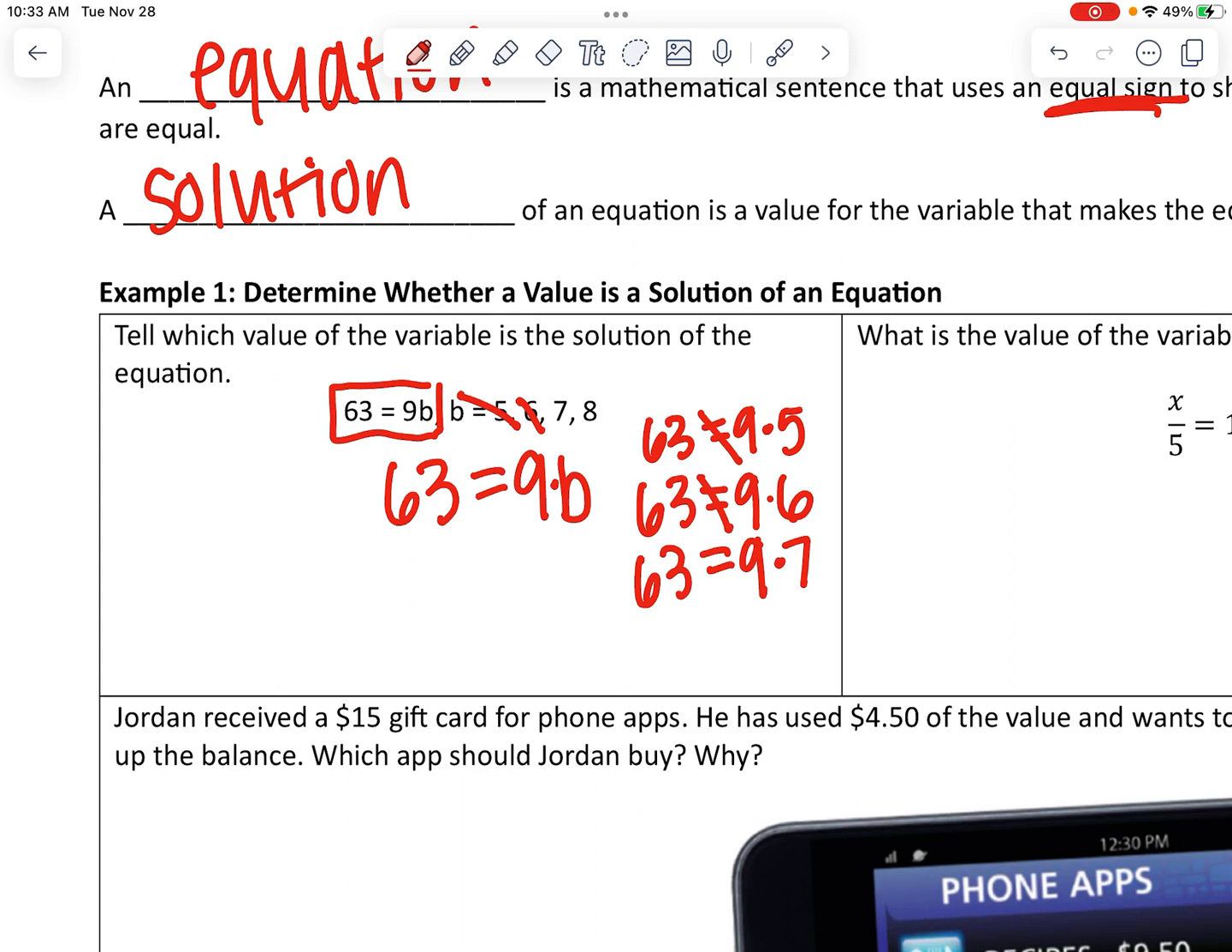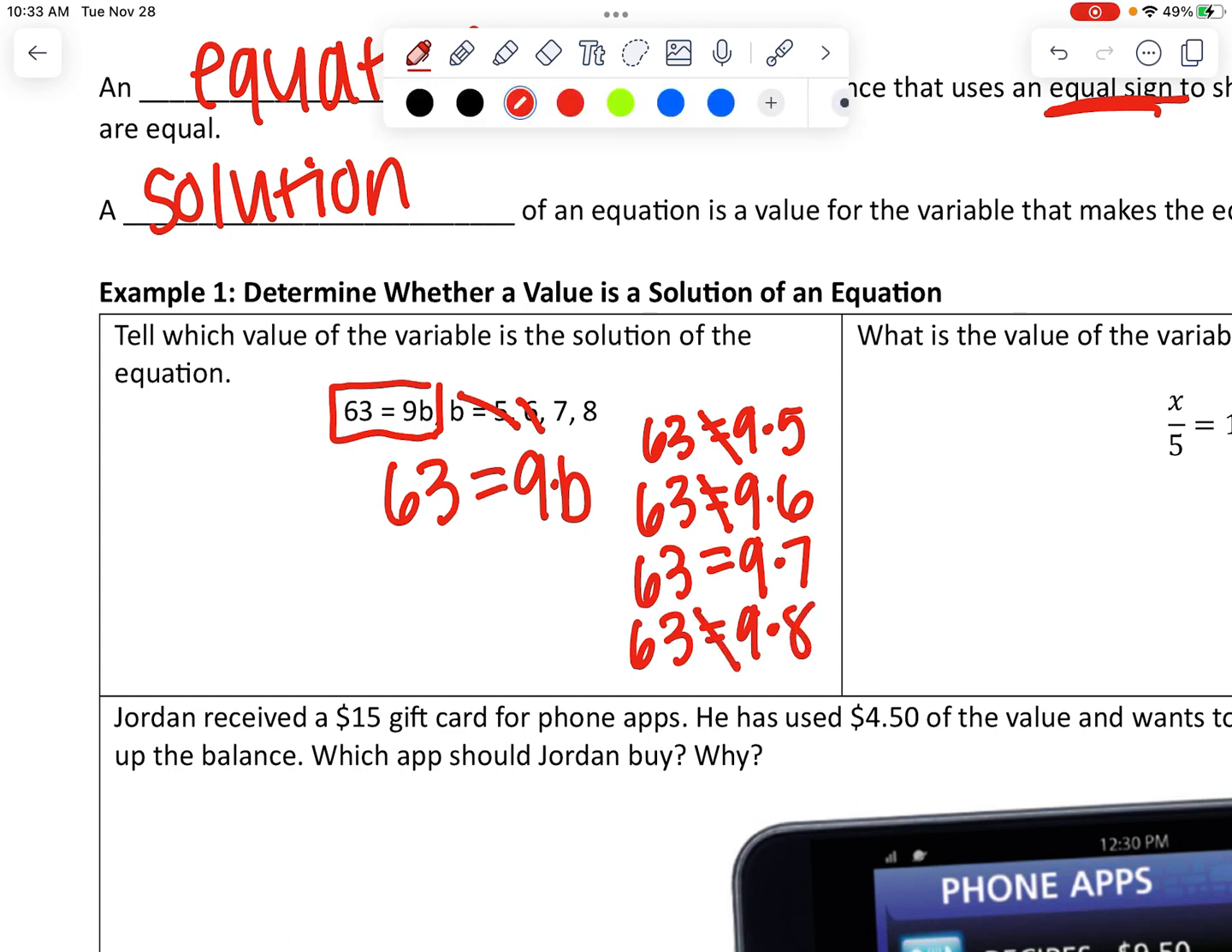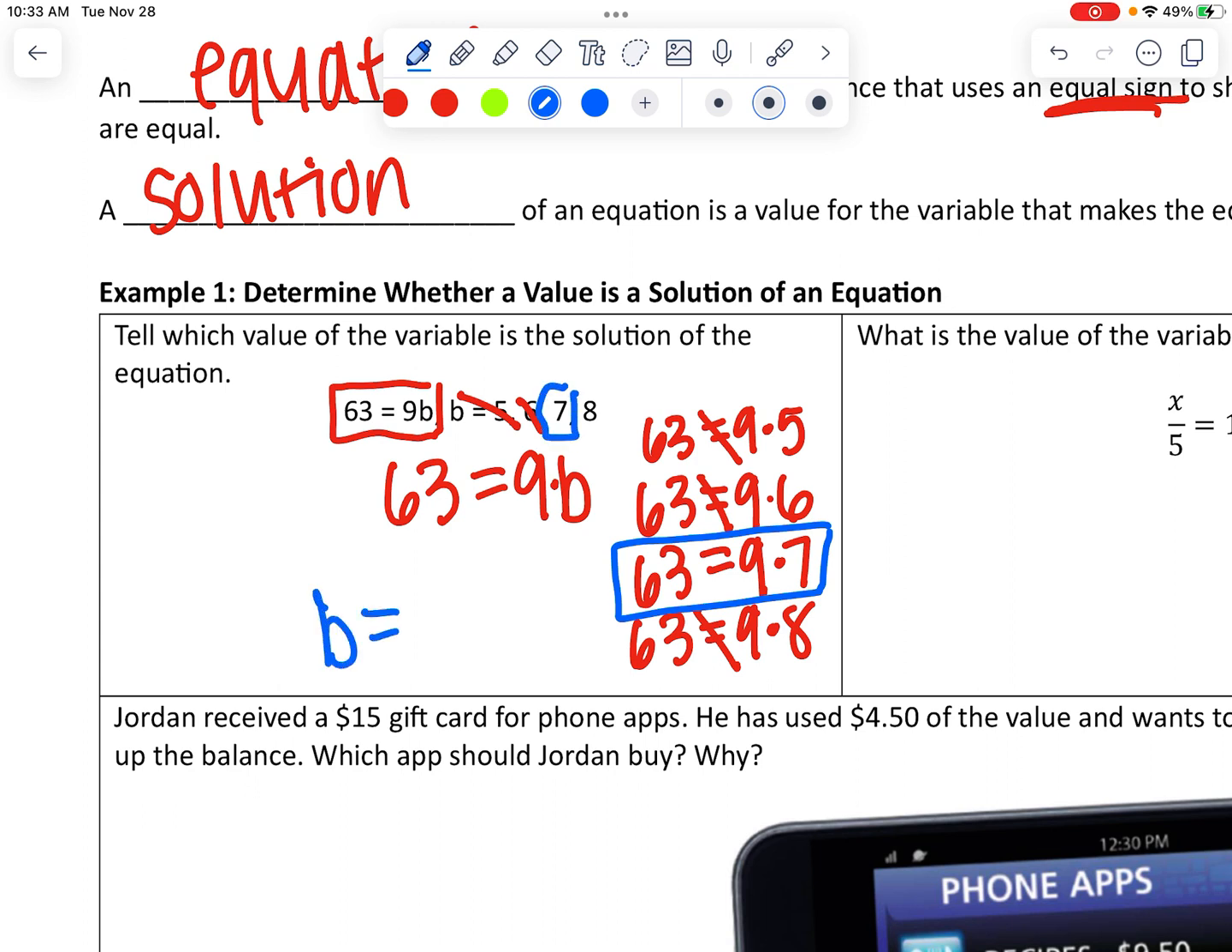But I'm just going to double check, and we'll do 63 equals 9 times 8 to make sure we tried all of them. 9 times 8 is 72, so that does not equal 63. So that means our answer would be 7. So B equals 7. Okay.